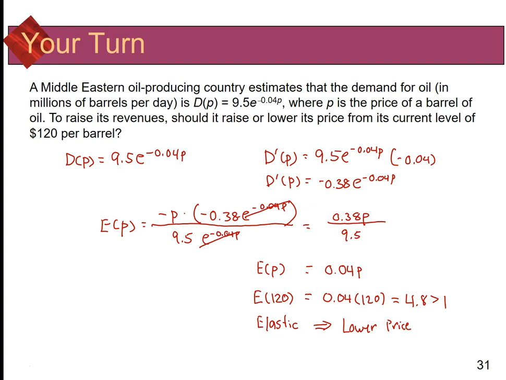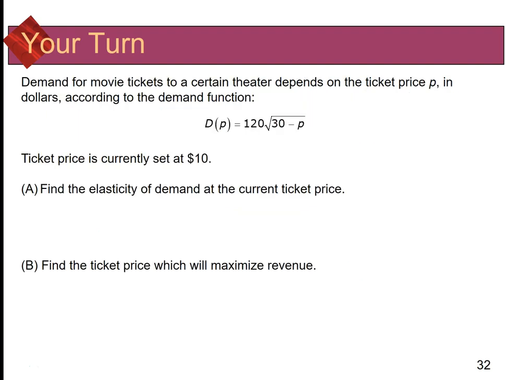One last one for you to try. Demand for movie tickets to a certain theater depends on the ticket price, P, in dollars. According to the demand function, D of P equals 120 times the square root of 30 minus P. Ticket price is currently set at $10. Find the elasticity of demand at the current ticket price, and then find the ticket price which will maximize revenue. I'll ask it in two parts here. First, find the elasticity of demand at the current ticket price.